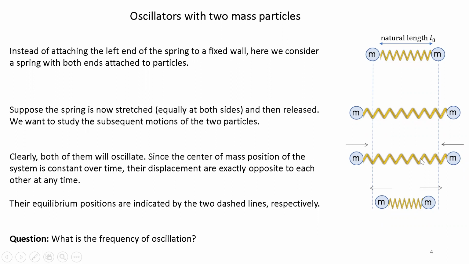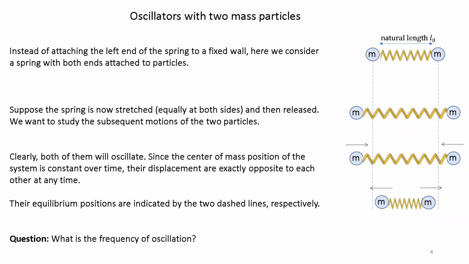After some time, they will pass through the equilibrium point and go further, such that now the spring is compressed. Now that the spring is compressed, it wants to push this one and this one away. So this mass will try to go back to the left, and this one will go to the right. This whole process repeats over and over again.